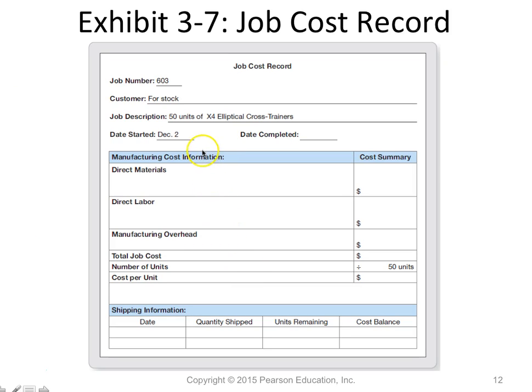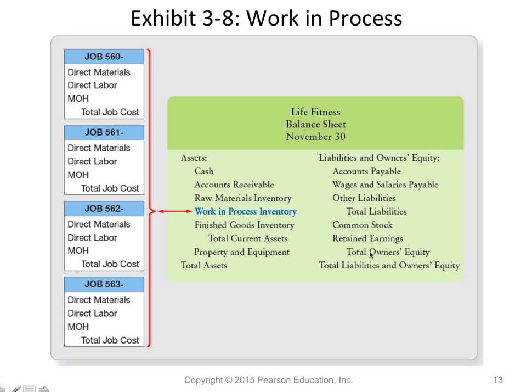So here's another document. It's a job cost record, 603. This is job number 603, and for stock, here's 50 units of X4 cross trainer, and the date started is the 2nd. Date completed is not yet. So total 50 units. So how much is each one? We don't know. To finish making all these, we don't know yet. So this is the starting point of the job cost record.